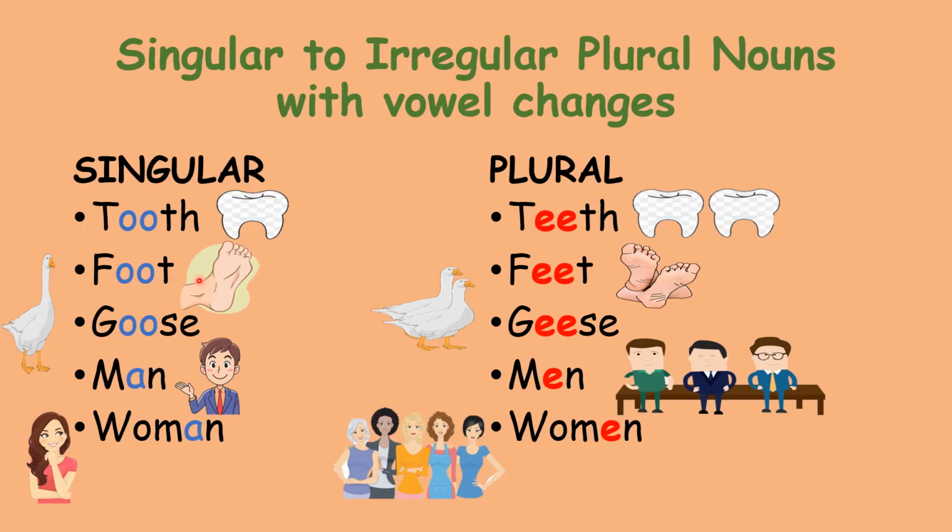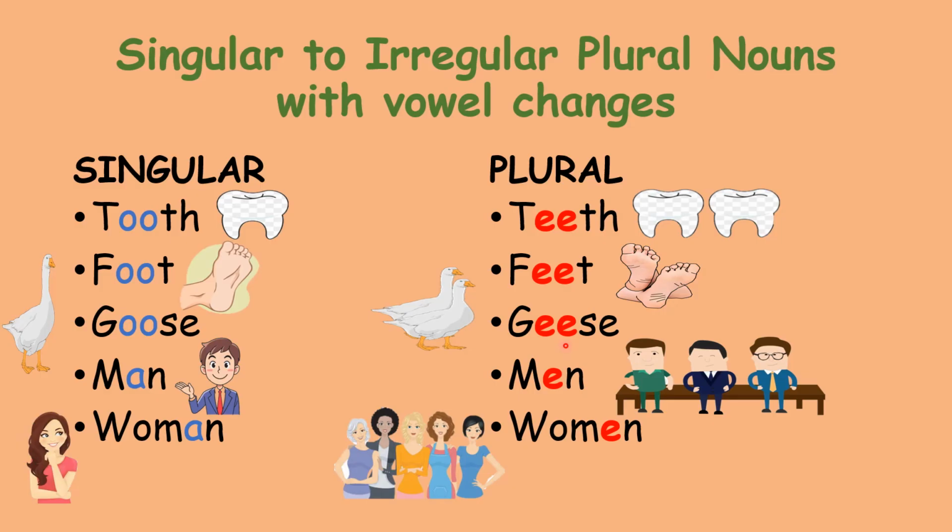Foot. The vowel here is the letter O. So from foot, which is singular, to make it plural, it becomes the word feet. Now do you realize that every time it's a double O vowel, to make it plural, it will be changed to double E vowel? Tooth, teeth, foot, feet. The same thing goes to the word goose, vowel O, and when made into plural, it becomes the word geese, vowel E.